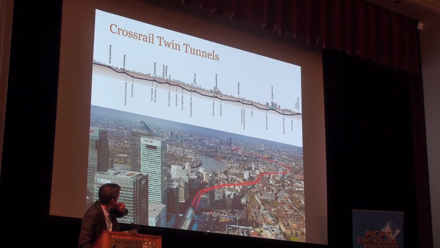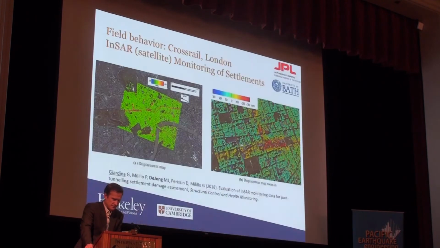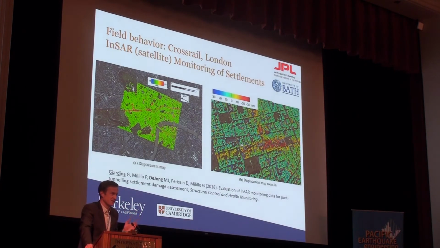It was twin tunnels, elevation on the top. So basically all the way across the city of London, 1,300 buildings needed to be assessed for the settlement effects on those buildings. Many of those buildings were instrumented, but not all. So our question was, can we go back afterwards without any monitoring data and evaluate building deformations using satellite?